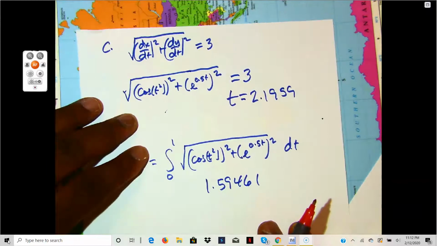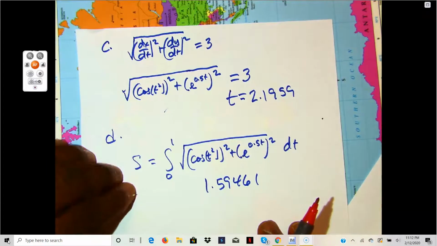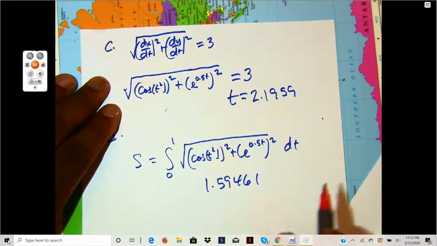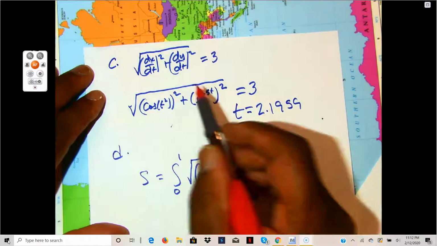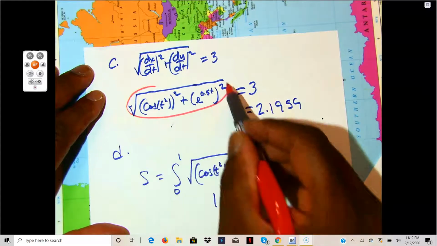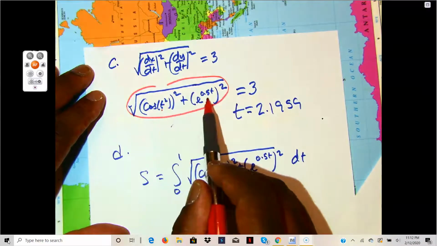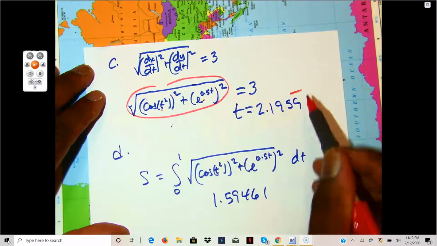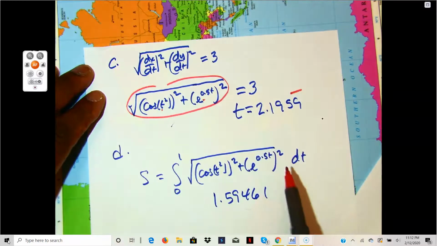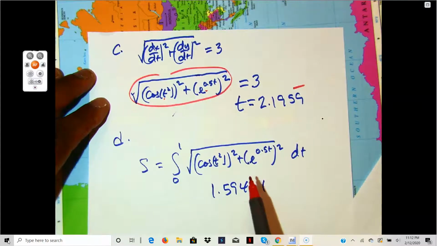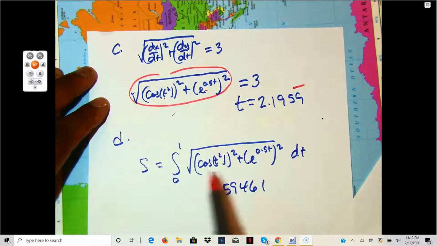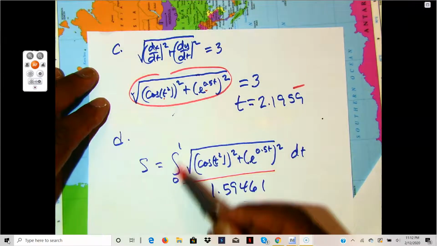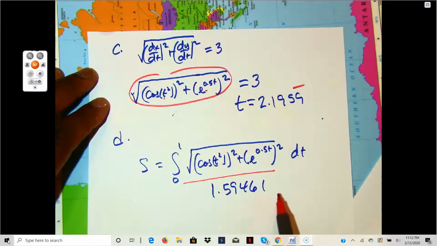For part C, you're going to get 1 point for the speed in terms of t, and then you're going to get 1 point for the answer. That's 7 out of 9. And then finally for part D, you're going to get 1 point for the integral. Remember, integral means integrand and limits, and then 1 point for the answer.